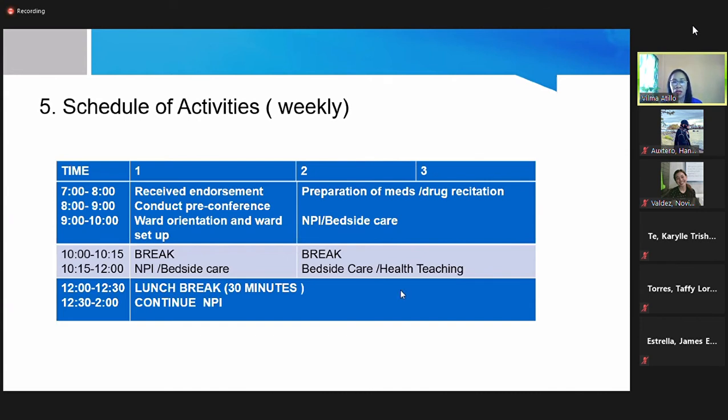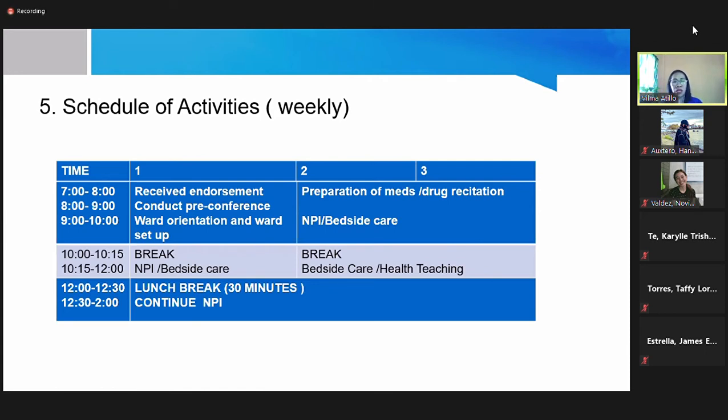Okay, then lunch break, 30 minutes. Dati ito, 30 minutes. Yes, 30 minutes na lunch break. Ang snack na break is only 20 minutes. Then, after that, continue with the duty.